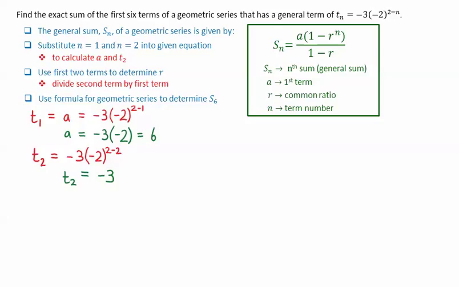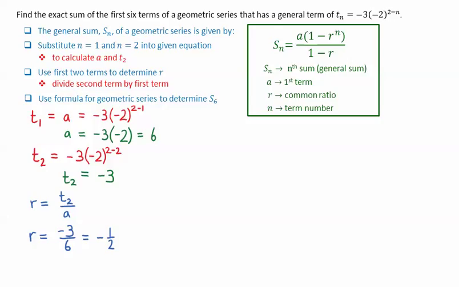Now that we have the first and second terms, we can calculate r, the common ratio, by dividing the second term by the first term. Negative 3 divided by 6 gives a common ratio of negative 1/2.